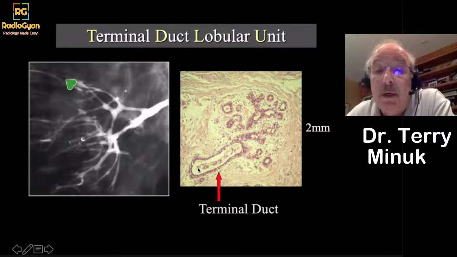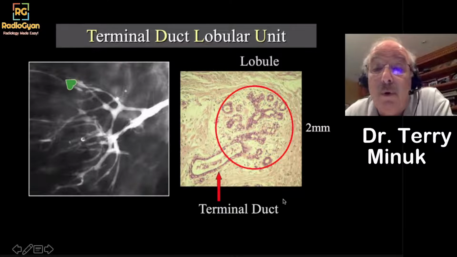One component is the terminal duct. The terminal duct is lined by a single layer of epithelial cells, and that's lined by a layer of myoepithelial cells. Almost all breast cancers occur in the terminal duct. It doesn't matter if they're lobular carcinoma or ductal carcinoma, they arise in the terminal duct. These are like stem cells, and they can develop into lobular cells or ductal cells.